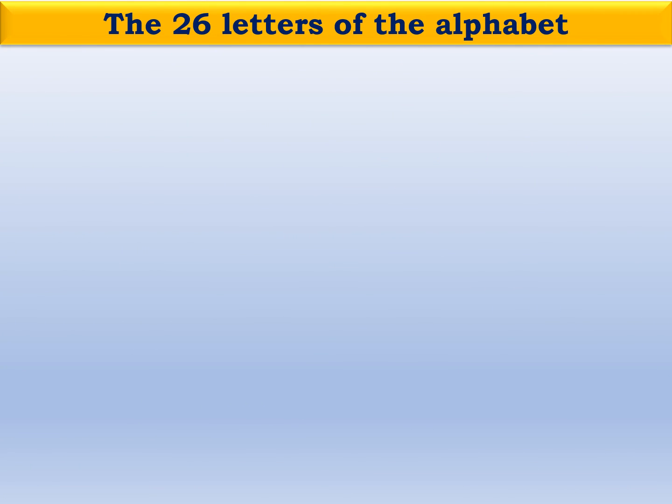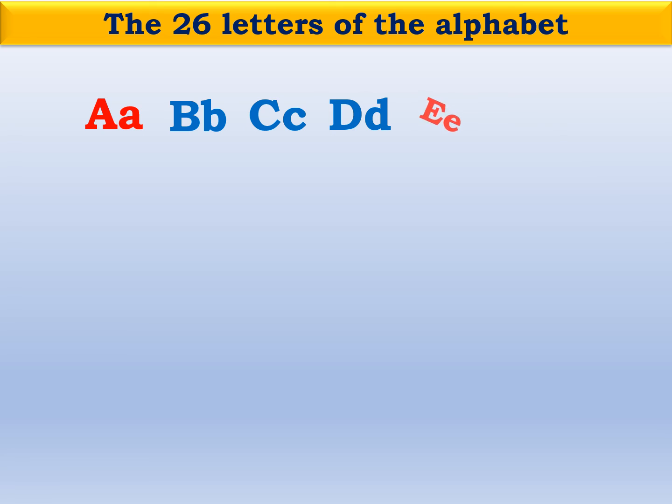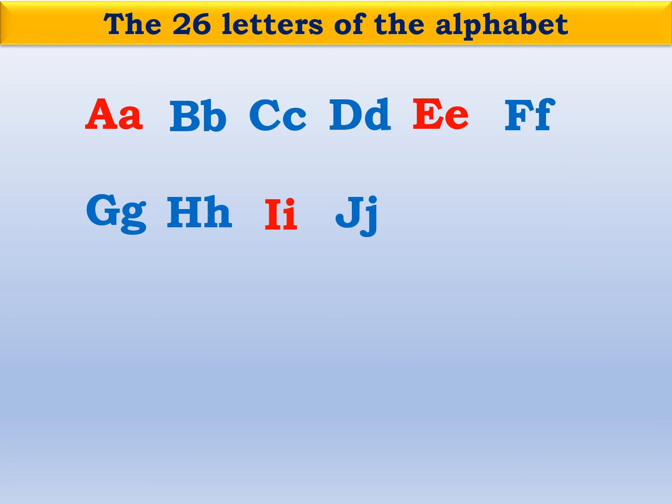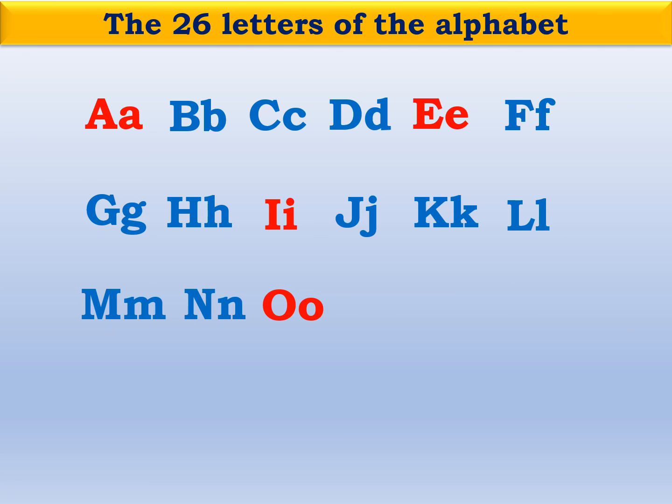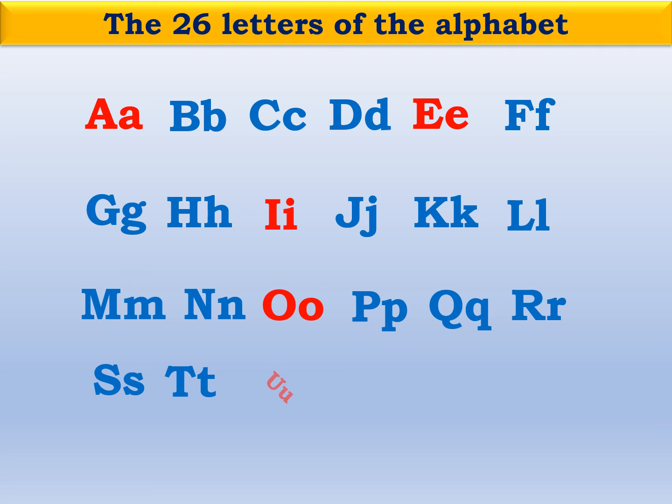The 26 letters of the alphabet are A, B, C, D, E, F, G, H, I, J, K, L, M, N, O, P, Q, R, S, T, U, V, W, X, Y, Z.